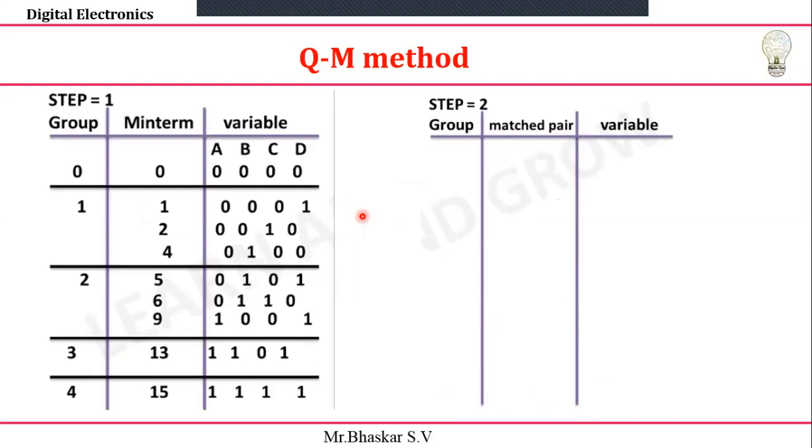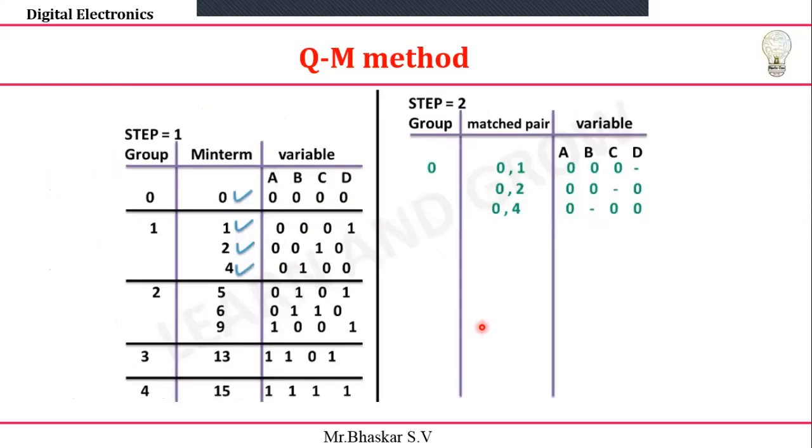In the matched pairs, first I'm going to compare group 0 with group 1. For any matching pair, only one bit needs to change and the remaining bits are the same. You can see that 0 and 1: the first three bits, a, b, c, are the same, and only the last bit is changing. So this one I'm going to take as a dash, and the remaining bits I can write. Then the group number is 0. The group numbers gradually reduce from 4 to 3, next 2, and so on. Let's move on to that.